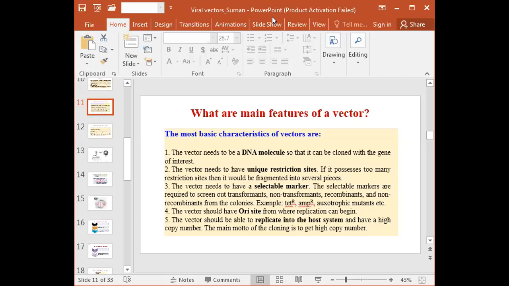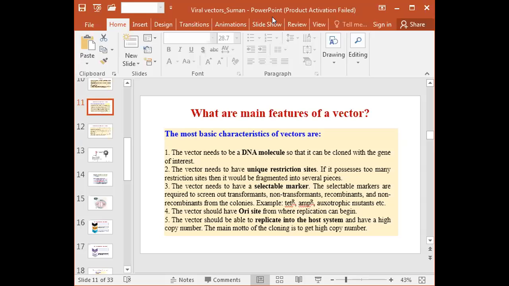The first characteristic is that it should be a DNA molecule so that it can be cloned with the gene of interest very easily. Then the vector needs to have a unique restriction site, or maybe restriction sites. If it possesses too many restriction sites, then it would be fragmented into several pieces. So a unique restriction site is required.